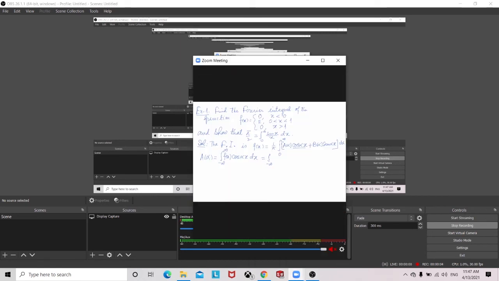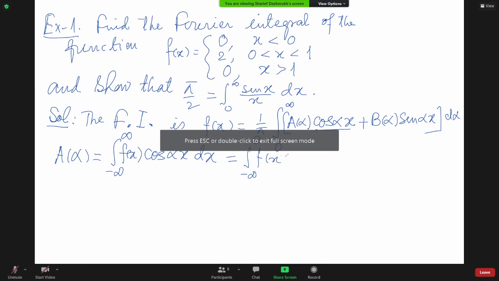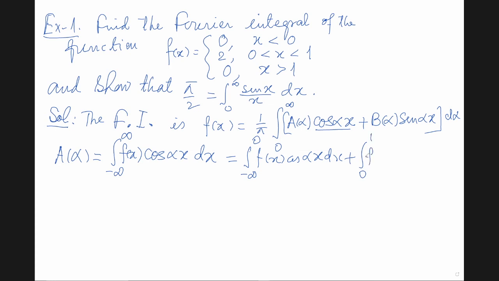The integral will split into 3 integrals: minus infinity to 0 of f(x) cosine alpha x dx, plus 0 to 1 of f(x) cosine alpha x dx, and the last one 1 to infinity of f(x) cosine alpha x dx. But here the function is 0, and here the function is 0, so they will not contribute. So what remains is 0 to 1, and what is f(x)? 2. Twice cosine alpha x dx.